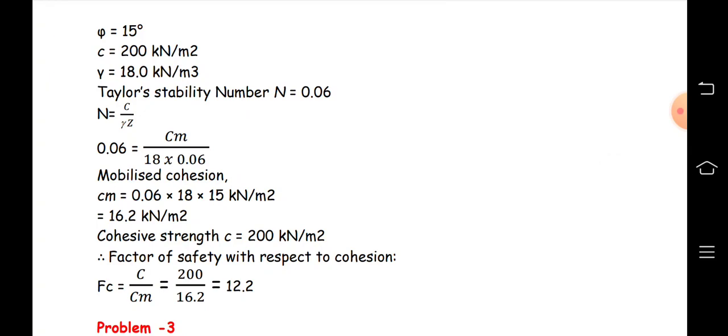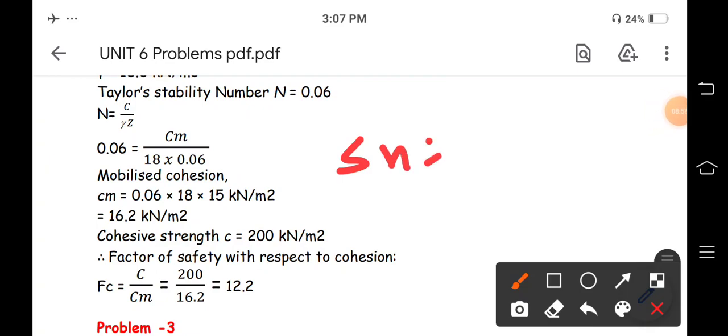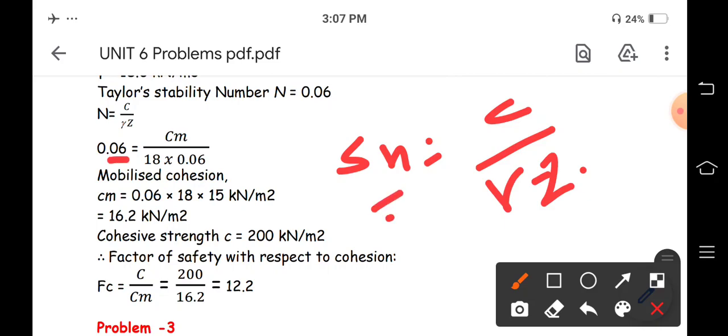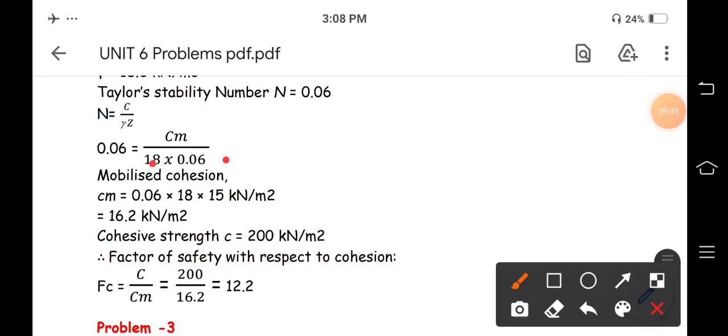We know the formula: Sn equals C upon gamma into Z. So the value of Sn is 0.06, and here instead of C we can write Cm. Our formula is C upon gamma into Z, and we write C as Cm here because the value of mobilized cohesion is what we need. So the value of Cm will be: the value of Sn is 0.06, multiply 0.06 into 18 into the depth. See what our depth is.